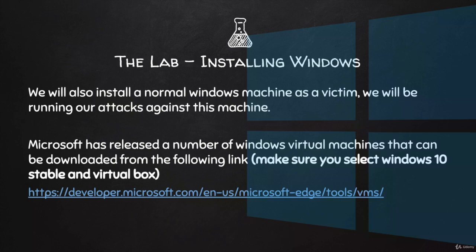Now, as we all know, Windows is a very common operating system. It's used by a lot of people. So in this lecture, I'm going to show you how to install Windows 10 as a virtual machine so that we can test some of the attacks that we're going to learn in the future against it. We'll target this machine when we want to test attacks against Windows or a target user that uses Windows.